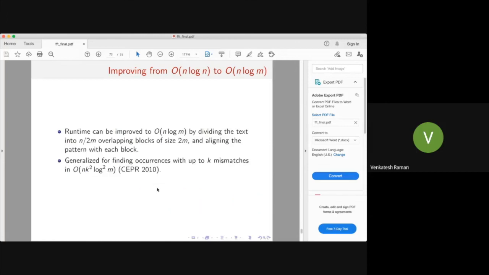Now this has also been used to extend to other problems, like finding occurrences with up to k mismatches and so on. There are algorithms for this. To summarize, I think the discrete Fourier transform is a very nice algorithmic tool, which has a lot of applications. And approximate string matching is another big, open, interesting area where FFT has been applied heavily left and right. Okay, I'll stop here. Thank you.